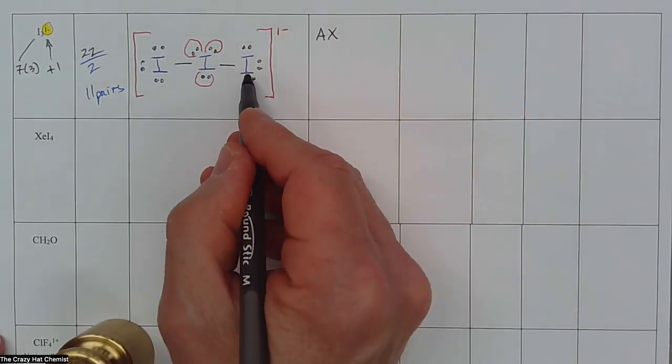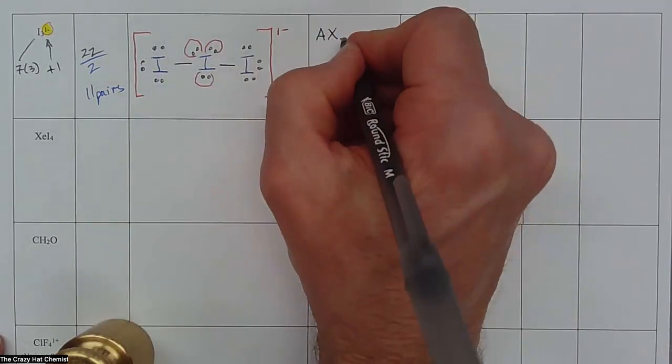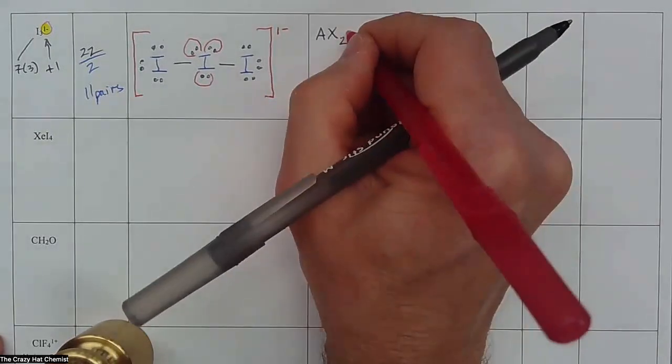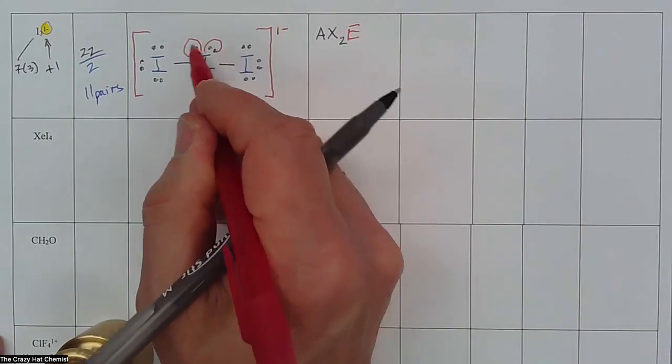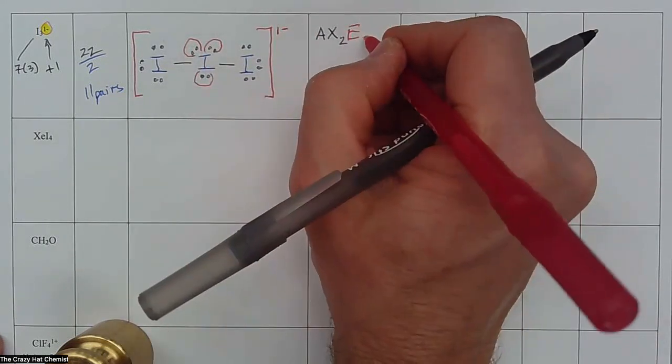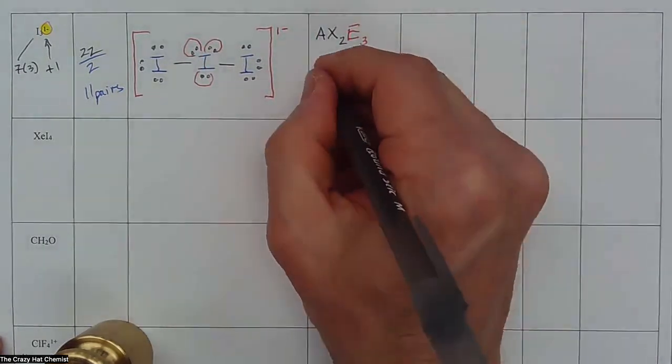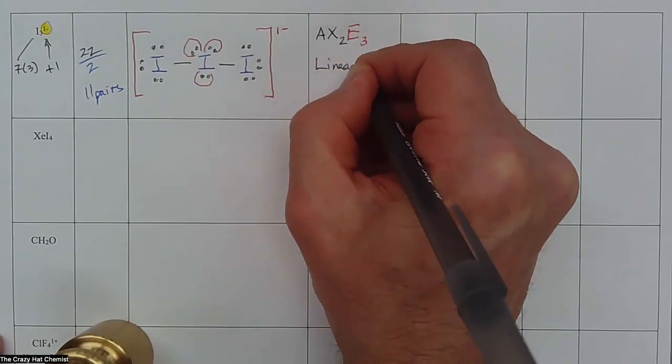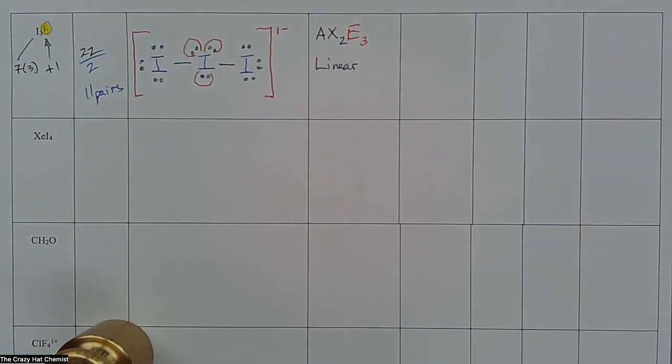In terms of the AXE-like structure, this is A for this central iodine, X for this iodine, and X for that iodine, that's two. And then E for the lone pairs that are on the central atom. So one, two, three. So that is three. And that corresponds to a shape that is linear. This is the second linear that we have. And I'm going to show you both of those linear-like structures here in just a moment.